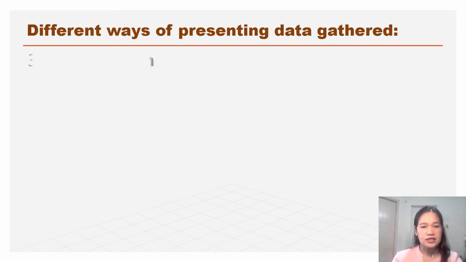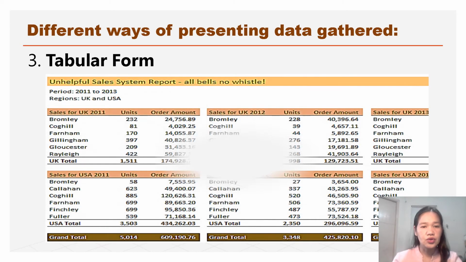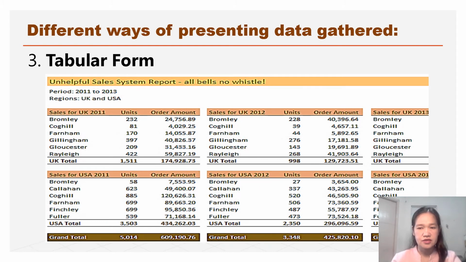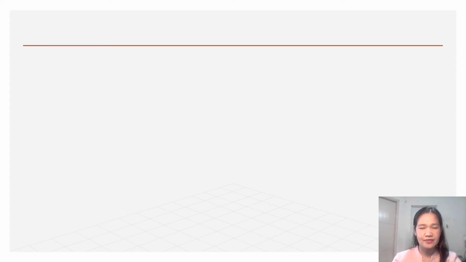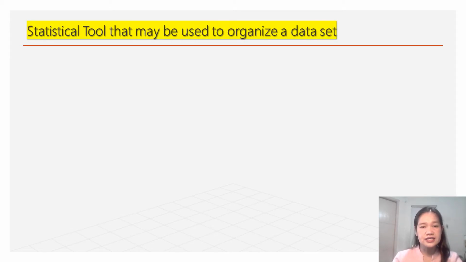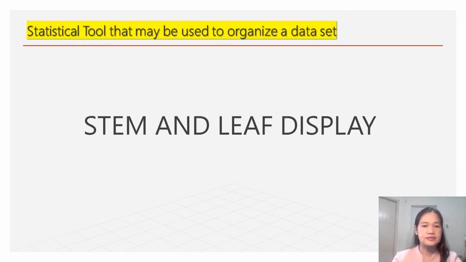The third one is the tabular form. This is where data are arrayed in rows and columns. So as you can see, all the data is in an array of rows and columns. A tool may be used to organize a data set.